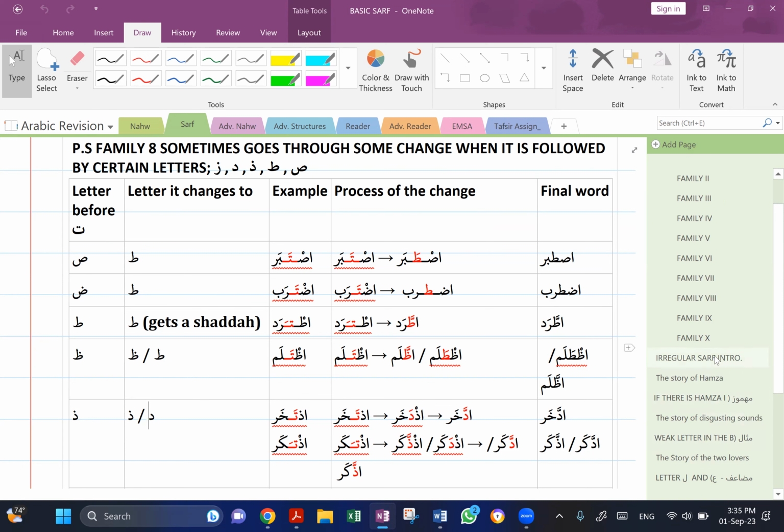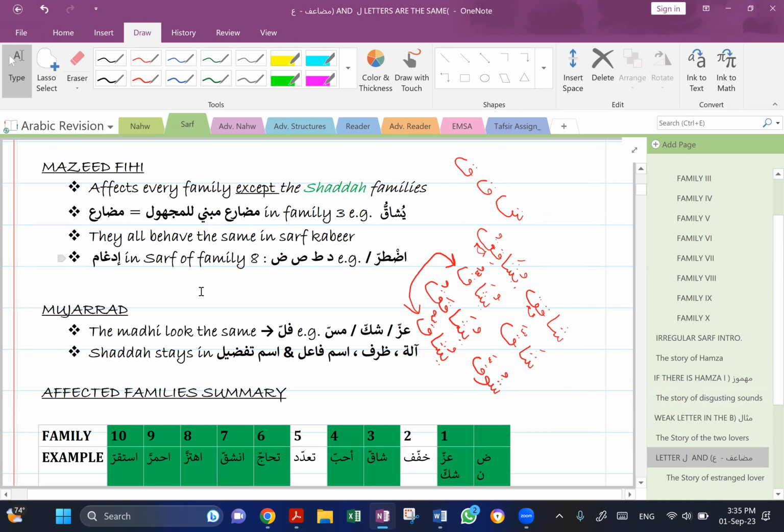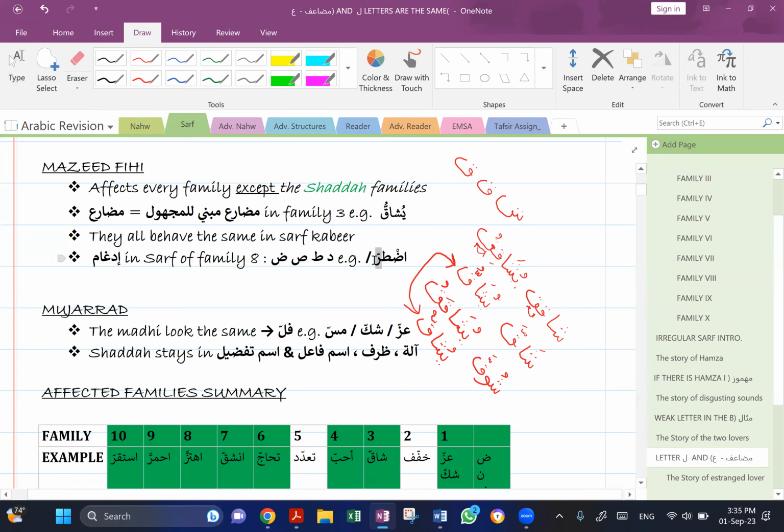Where are we? Muda'af. Where's muda'af? Here we are. Muda'af. So same thing, you have that kind of thing happening. So for example, اضطر. You see there's a shadda at the end. That means there are 2 ras, so the root letters are dad, ra, and ra. These are the 2 root letters here.